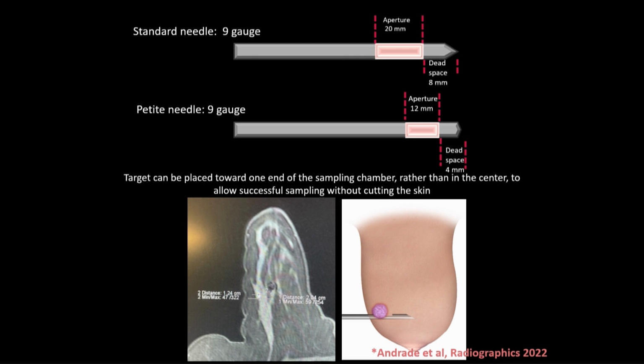The other thing is that you don't necessarily need to have your lesion in the center of the bowl. You can bury your bowl a little deeper, rather than in the center, to allow for successful sampling without cutting the skin. So this is where pre-procedural and procedural planning is important, and recognize that as long as the lesion is within the bowl, you will get a sample.